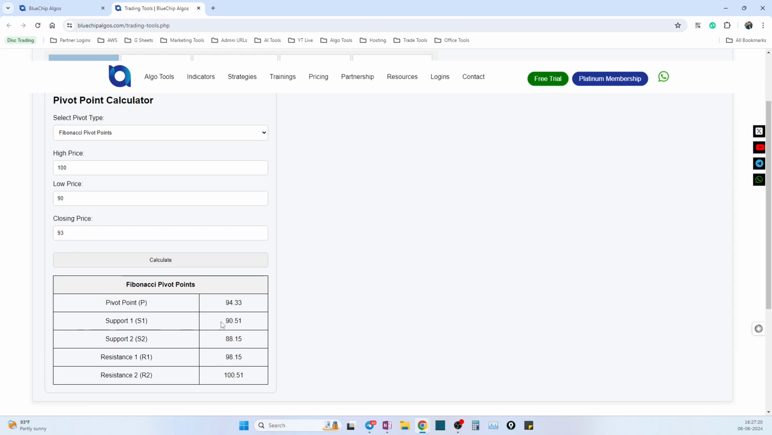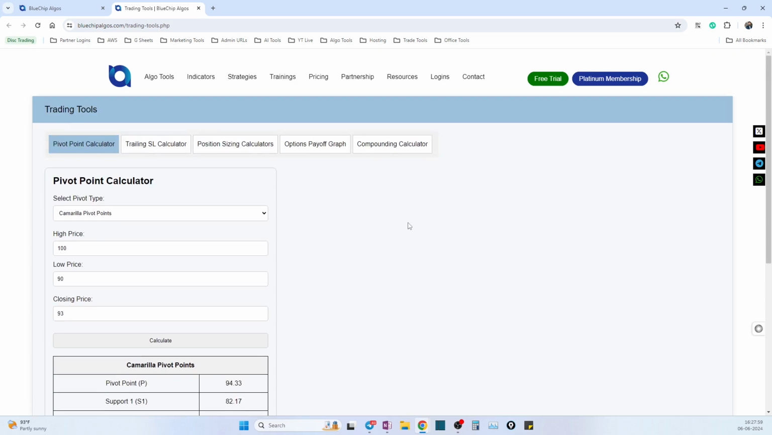For example, now if you see the support one is at 90, and if I change it to Camarilla, it's 82. So as I mentioned, some people might use standard pivot calculators, and some people might use Camarilla or Fibonacci. So just decide whichever one you want. There is nothing called right or wrong. In some cases, some pivot point tools might be useful, and in some other cases other calculators might be useful. So decide that, and then combine it with your favorite indicator or overlay, and you will see some good results in your day-to-day trading life.